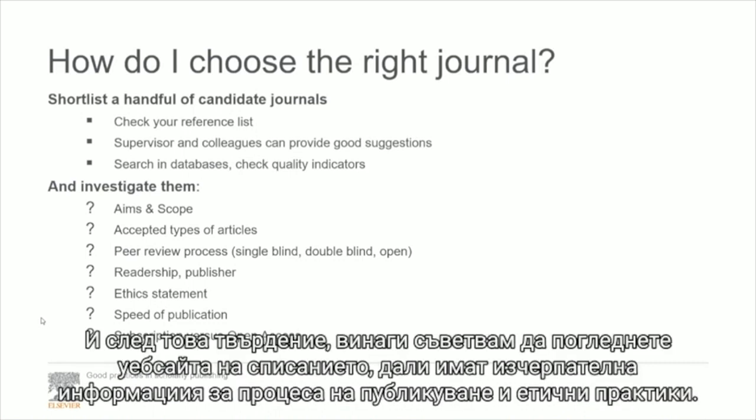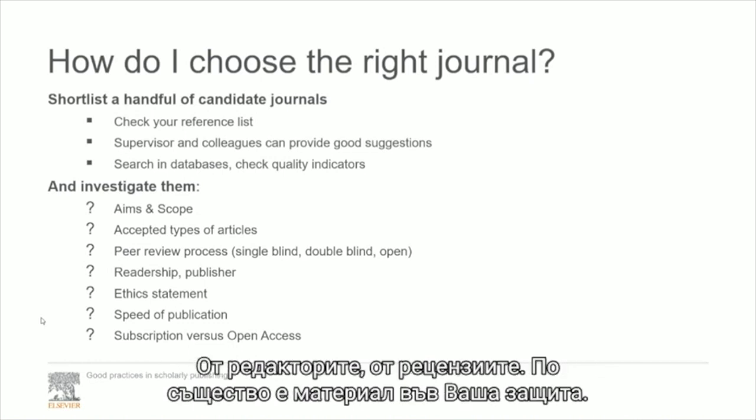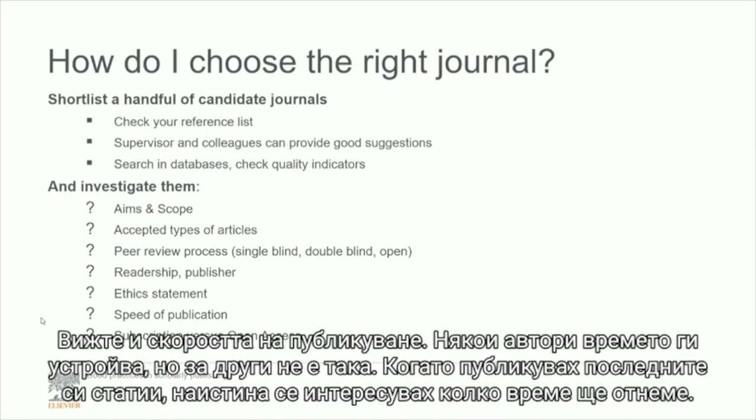And then ethics statement, I always advise that. Have a look on the journal website whether they have a very comprehensive publishing ethics and malpractice statement. It is a statement that protects you as an author from any sort of ethical misconduct from the editors, from the reviewers. It's basically a protection paper for you. And then speed of publication. To some authors, this is very relevant. To others, it is not.